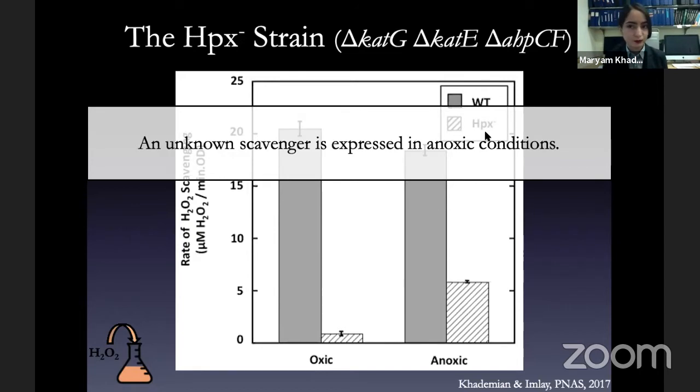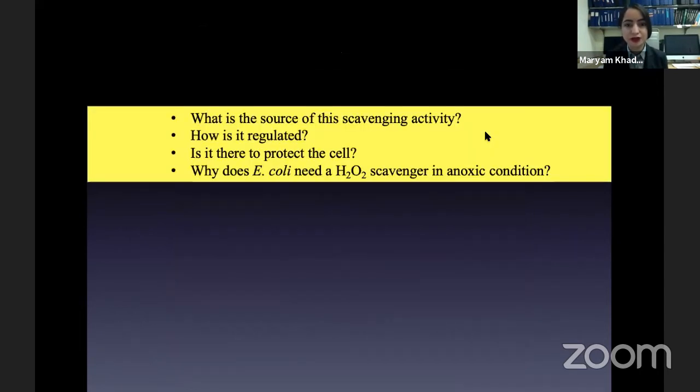This obviously brought up a lot of questions, including what is the source of this scavenging activity? How is it regulated? Is it there to protect the cell? And why does E. coli need a peroxide scavenger in anoxic conditions? Because I mentioned in the beginning that hydrogen peroxide is made from oxygen. So why do you need to degrade peroxide where there is no oxygen?